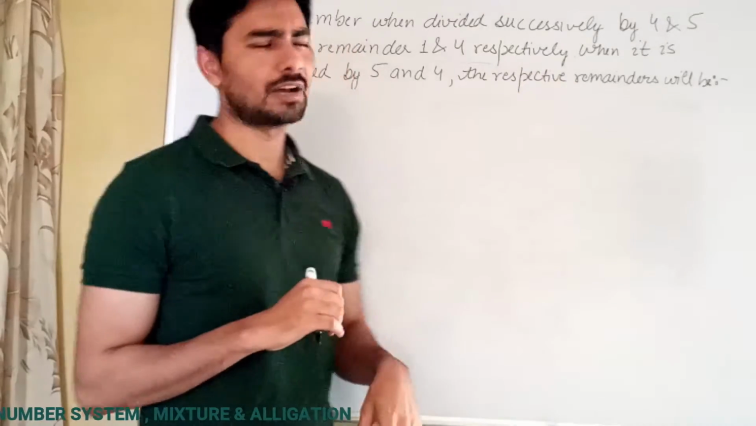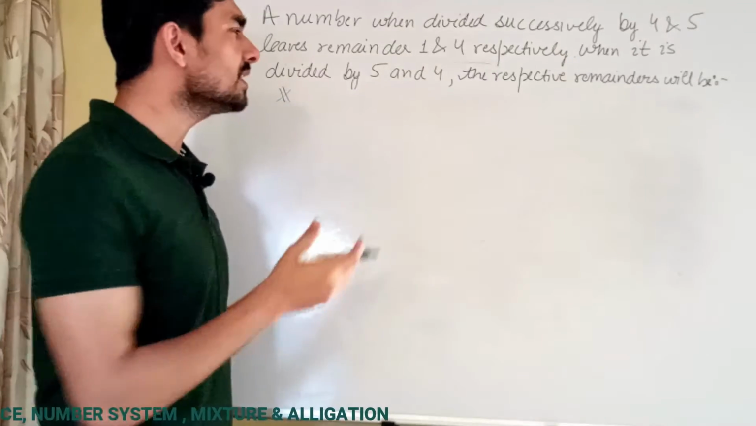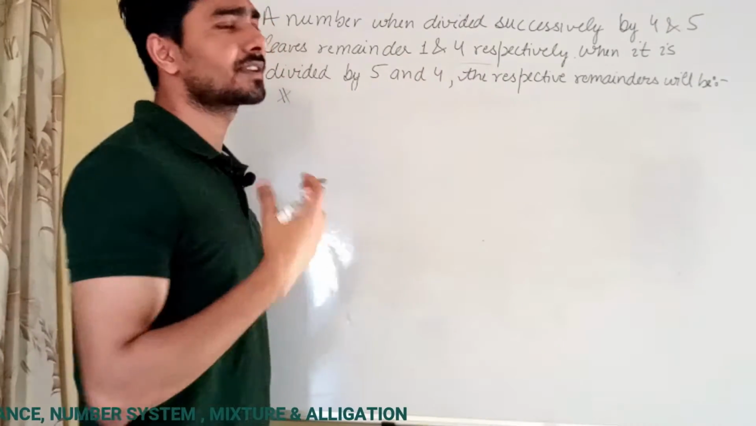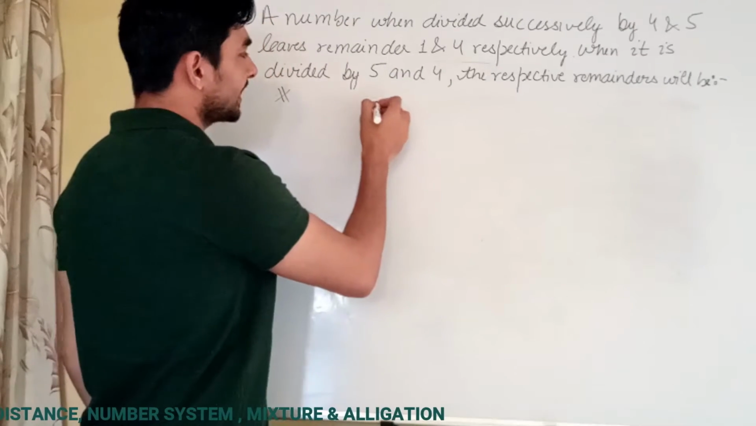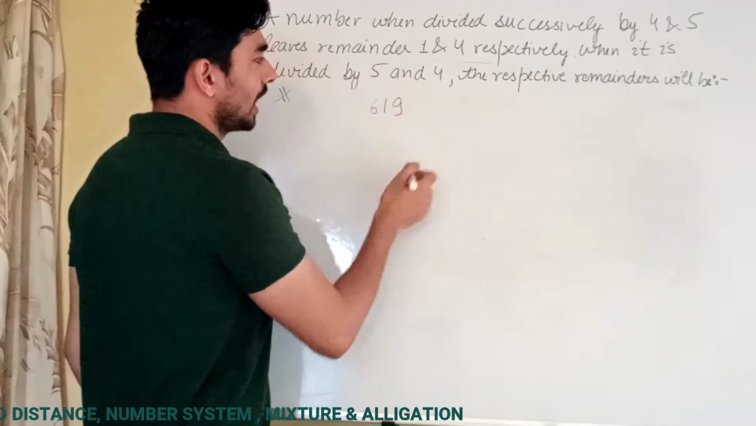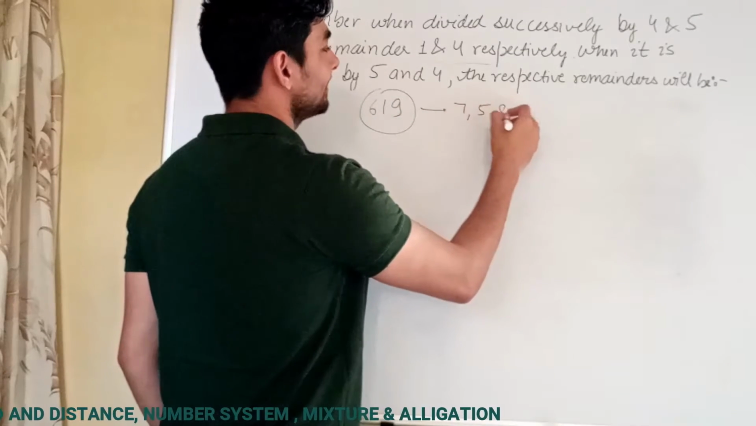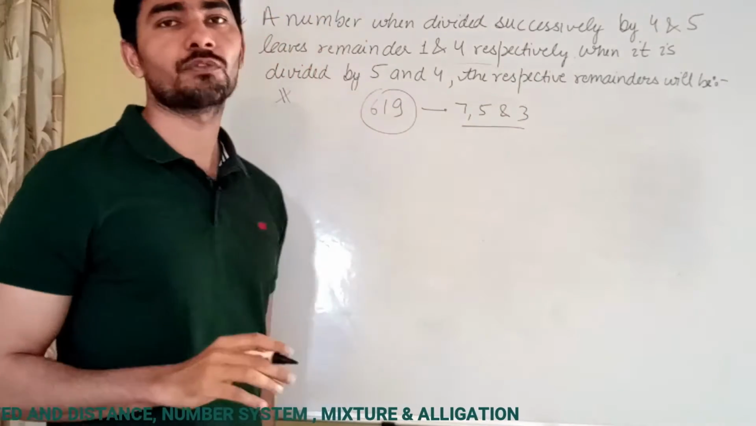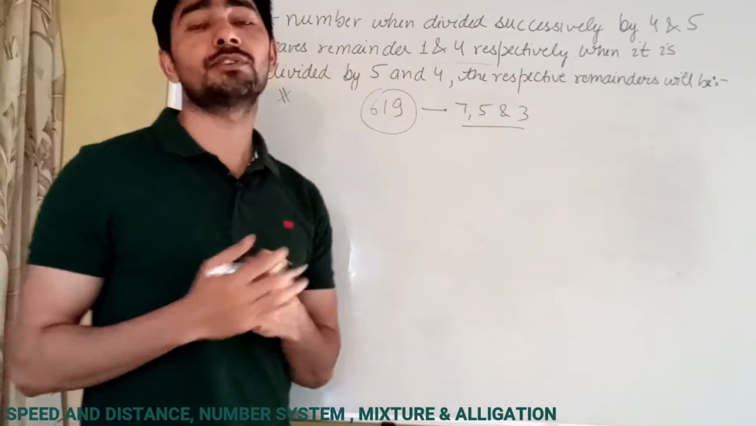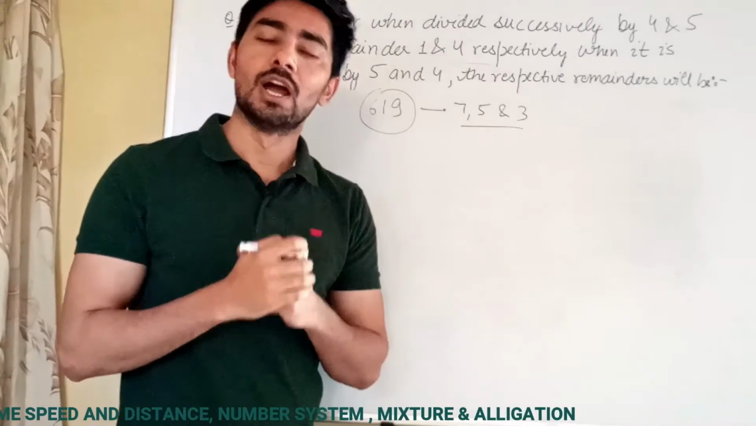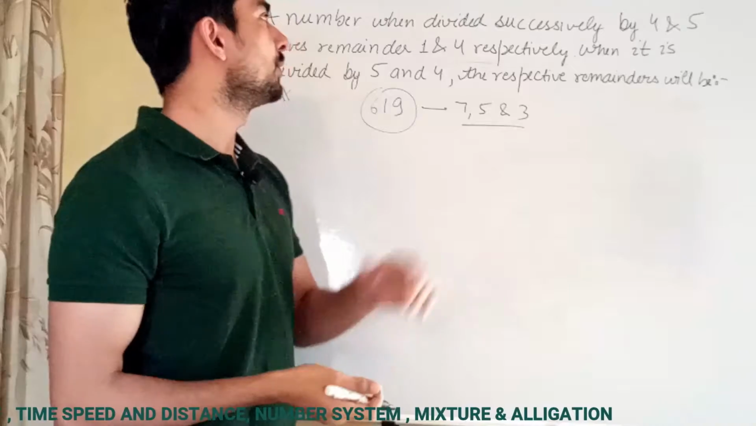I'll take an example to make this question understandable. Let's take the example 619, and I'll divide this number successively by 7, 5 and 3. We'll get the idea of what successive division is and what successive remainders are. After knowing that, we'll do this question.